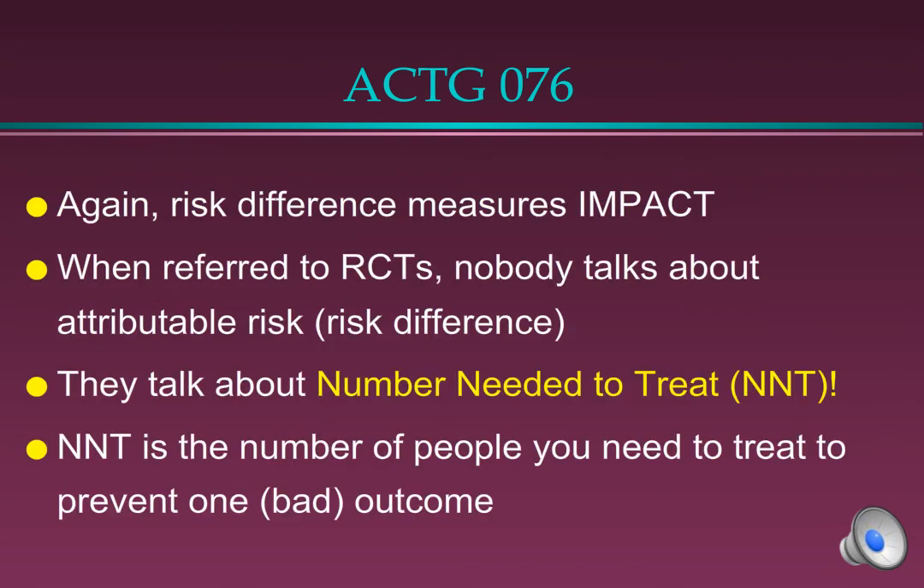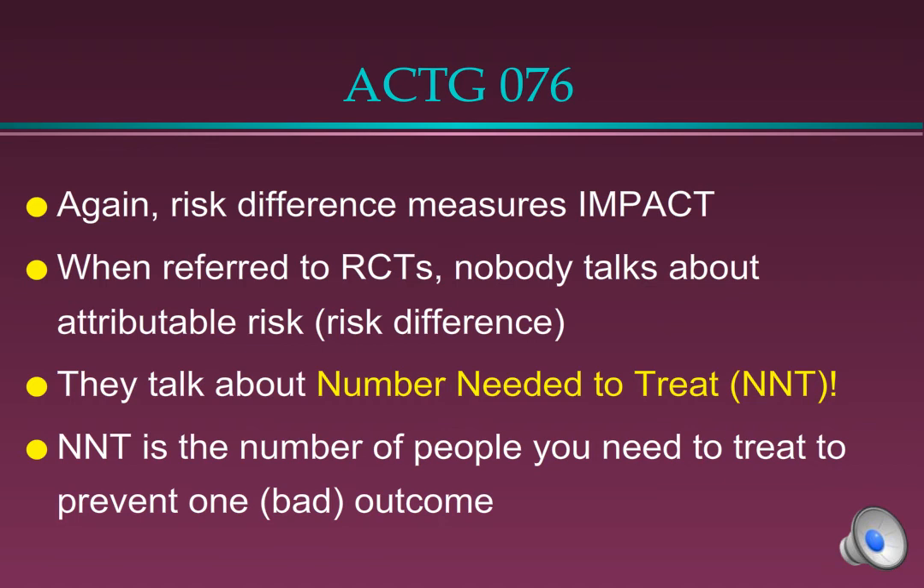Again, the risk difference measures the impact, and nobody really talks about attributable risk when we talk about randomized controlled trials. That's used more for cohort studies. When we discuss the results of randomized controlled trials, we talk about the number needed to treat. The number needed to treat is also a simple statistic to calculate, and it's the number of people you need to treat to prevent one, in this case, bad outcome. In this case, it would be an HIV transmission.